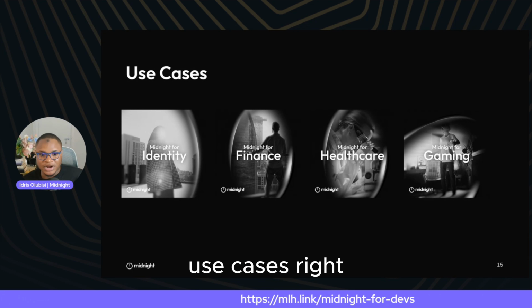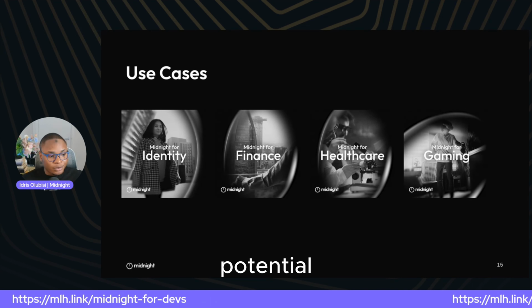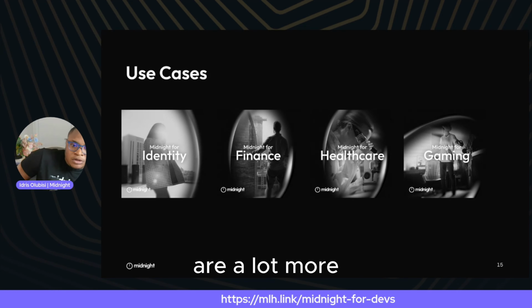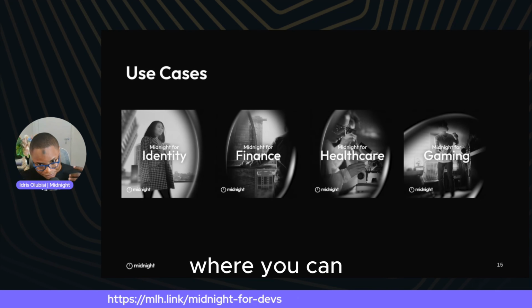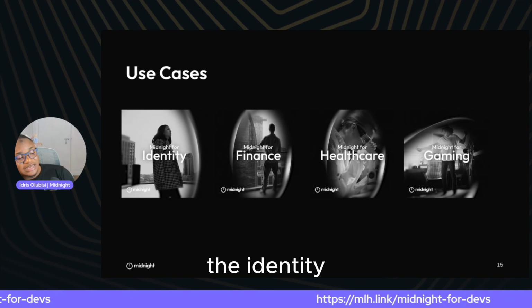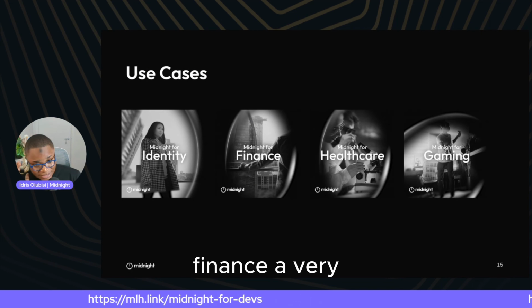So there are several use cases, right? I can categorize them into four different categories, but of course there is a lot more potential. And nowadays we're even seeing an AI category, AI agents. So there are a lot more, right? Just to categorize them briefly so you can easily understand, we have the identity category, which is the identity use case. We have finance, a very important piece.